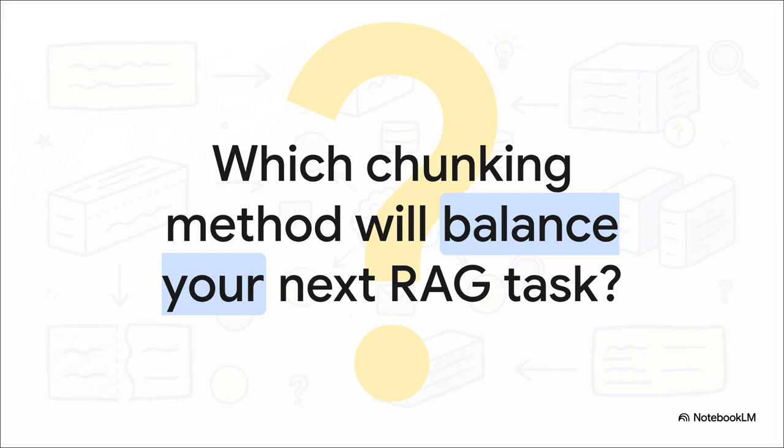And that brings us to our final question. We've explored the straightforward fixed-size chunks, the logical recursive splits, the meaning-based semantic groups, and those highly advanced agentic approaches. You've seen the decision matrix and the really delicate balancing act between relevance, completeness, and efficiency. So, looking at your own AI data challenges, your own source documents, and, let's be real, your own computational budgets, which chunking method will balance your next RAG task? Think about that as you design your next system.